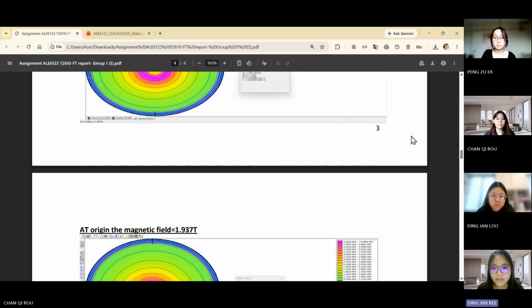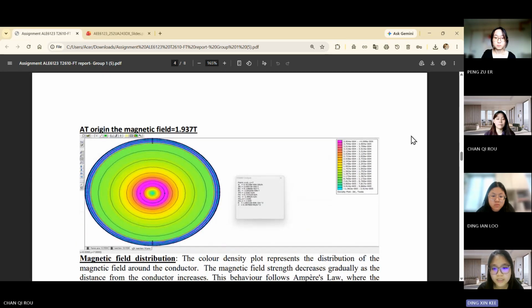We can observe that the strongest magnetic field occurs near the conductor and gradually decreases as the distance from the conductor increases. When the distance is smaller, the magnetic field is stronger. When the distance is larger, the magnetic field is weaker.